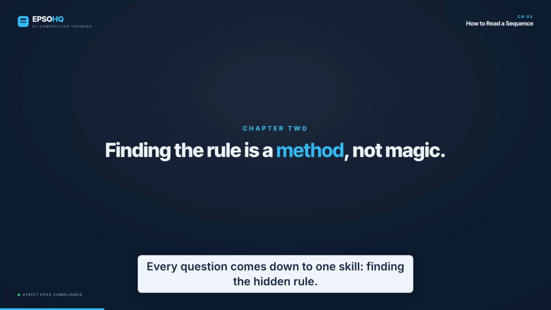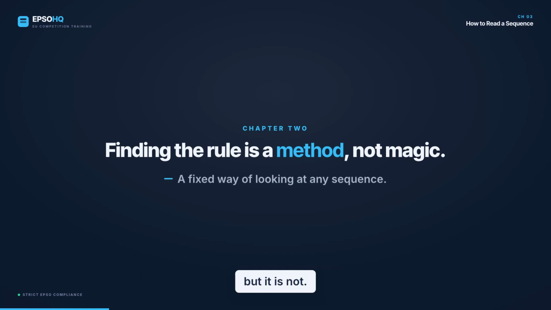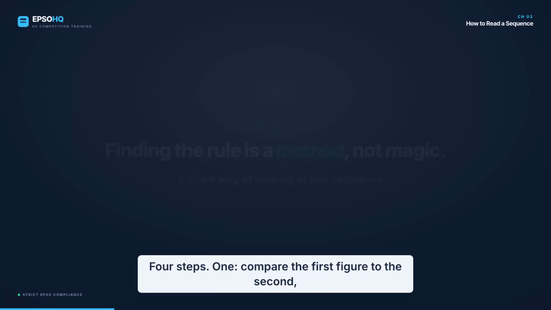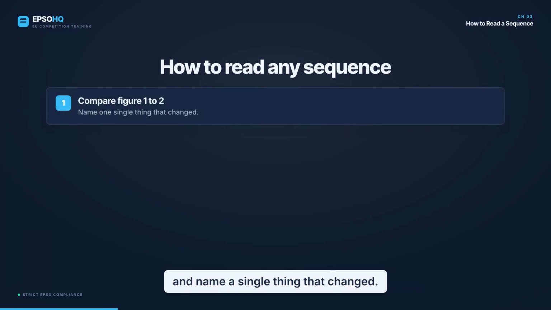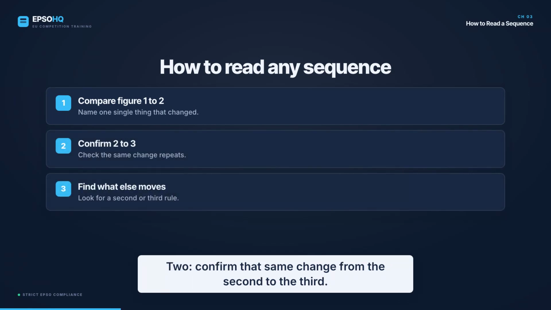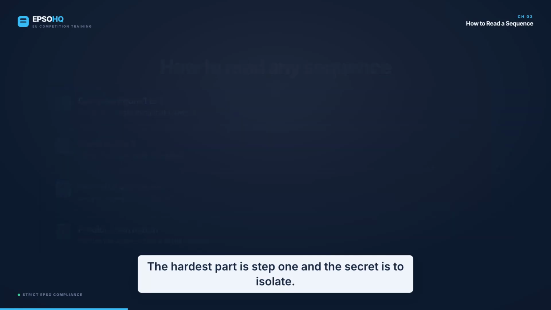Every question comes down to one skill: finding the hidden rule. It feels like magic when someone does it fast, but it is not. It is a method, a fixed way of looking at a sequence. Here is that method. 4 steps. 1. Compare the first figure to the second and name a single thing that changed. 2. Confirm that same change from the second to the third. 3. Look for anything else that is also changing. 4. Predict the missing figure. Then find it in the options.